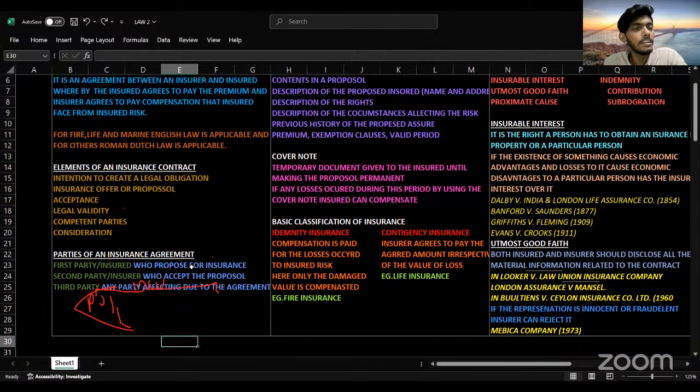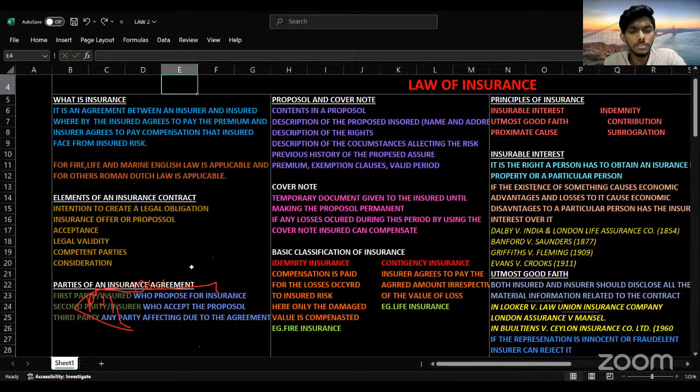A quick recap, finally, kids. What is insurance? Shall I explain it in very simple terms? Insurance is an agreement between two parties, which means an agreement between us and the insurance companies.